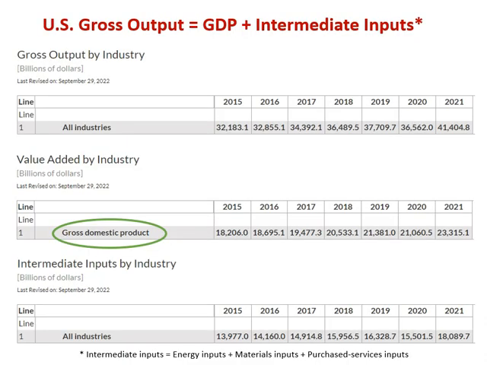So, gross output for the U.S. economy equals final demand, which is the value added to the production process, without double counting for intermediate and raw material output, plus the output of intermediate inputs that feed into the final demand production. As noted on the slide, intermediate inputs equal energy inputs plus materials inputs plus purchase services inputs.